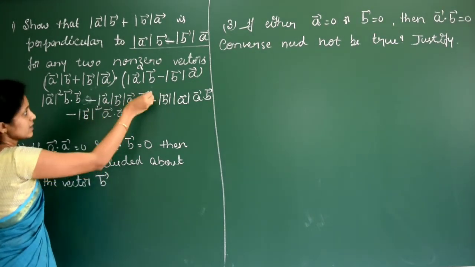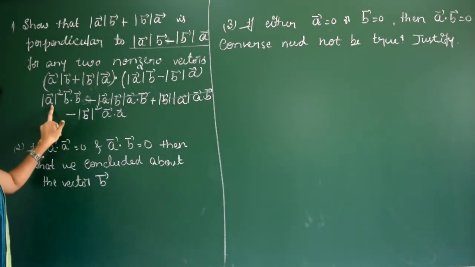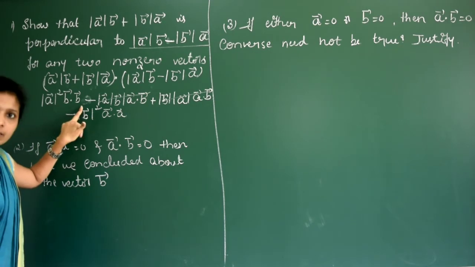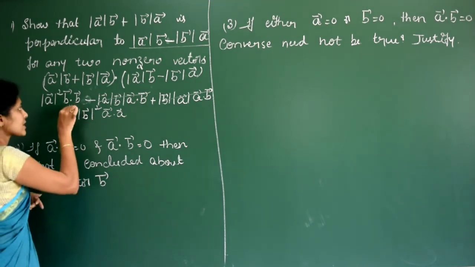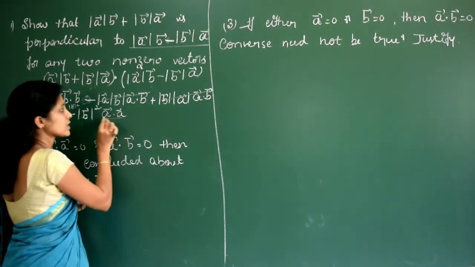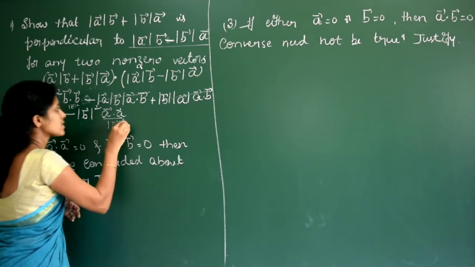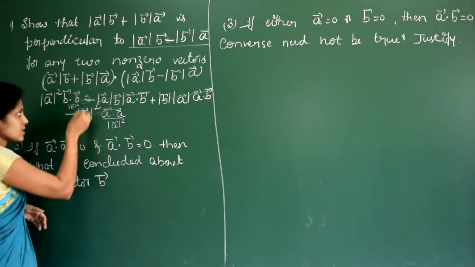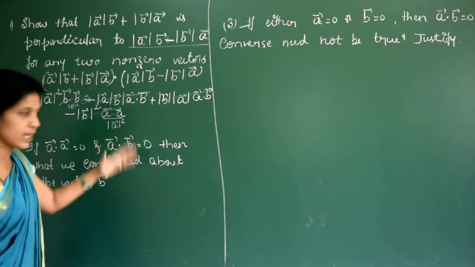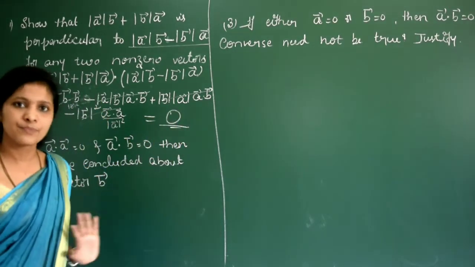Clear? See here, I can cancel these two. Now again, see this magnitude of a vector square, b vector dot b vector will be magnitude of b vector square, right? And here magnitude of b vector square is there, a vector dot a vector will be magnitude of a vector square. So both are same. You can cancel these two also. So this is equal to 0. So those two vectors are perpendicular to each other.